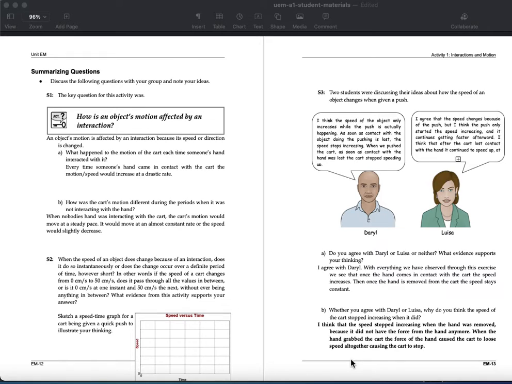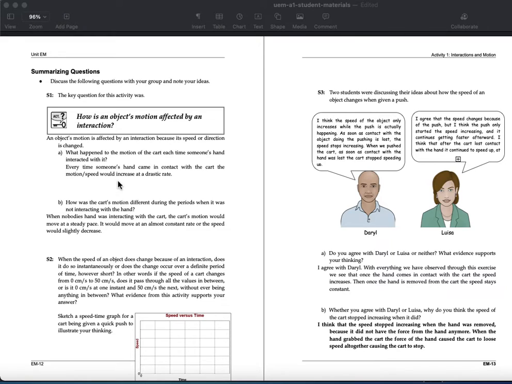And this is the answers to the summary questions from Activity 1. So for this first question, I answered that an object's motion is affected by an interaction because speed or direction will change. Then for part A, I answered that every time, as we observed, every time someone's hand came in contact with the cart, the motion and speed would increase at a drastic rate. And we saw that through the graphs that we drew in this activity.